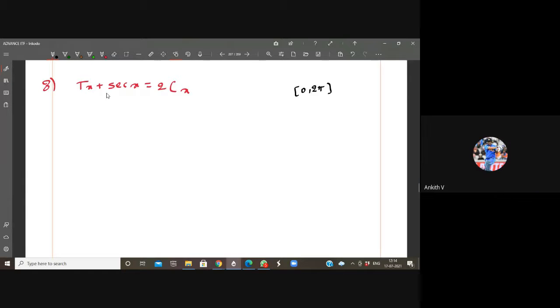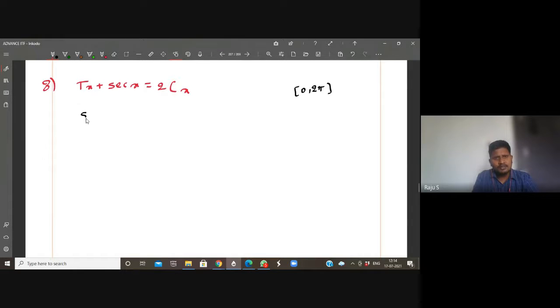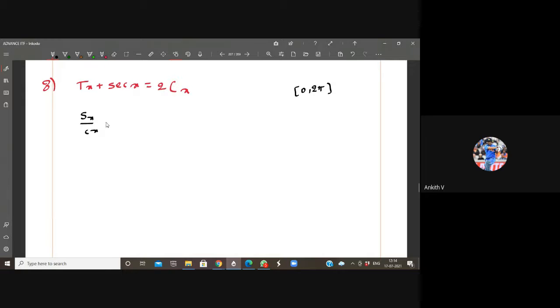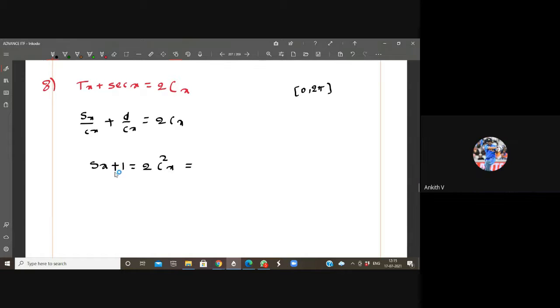Sir, we can multiply by cos x, then secant x will be on both sides. When I multiply, sin x plus 1 is equal to 2 cos square x. This is the general method. Cos square x can be written as 1 minus sin square x, and then we get a quadratic equation with respect to sin x.